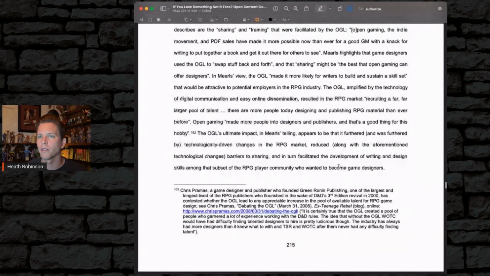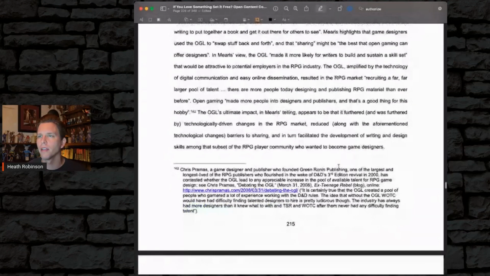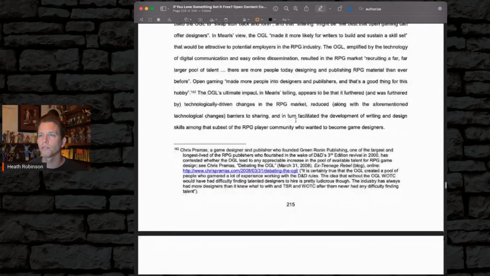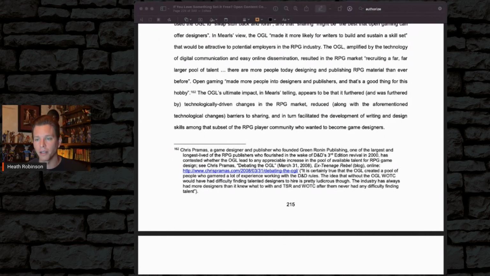Merrills highlights that game designers use the OGL to swap stuff back and forth, and that sharing might be the best thing open gaming can offer designers. In Merrills' view, the OGL made it more likely for writers to build and sustain a skill set that would be attractive to potential employers in the RPG industry. And Lou was talking about that the other day.